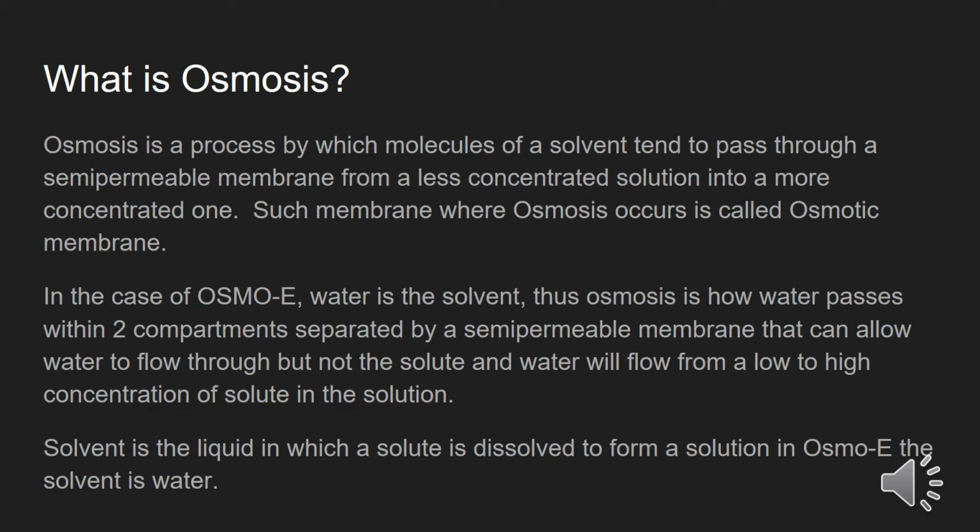Now keep in mind, there's another way to describe this process. You see, the solution with the little amount of solute is considered a less concentrated solution, thus has a high concentration of water. And the solution with a large amount of solute is considered to be a more concentrated solution, thus has a low concentration of water. One can say then that osmosis is the motion of water flowing through a semi-permeable membrane from low to high concentration of solute in the solution.